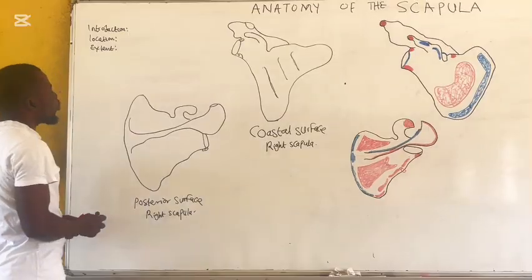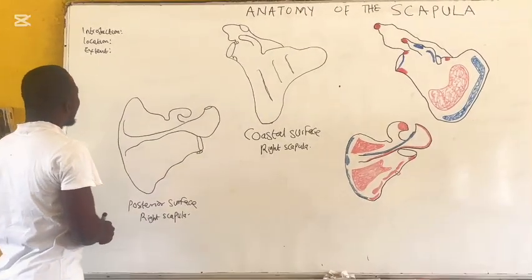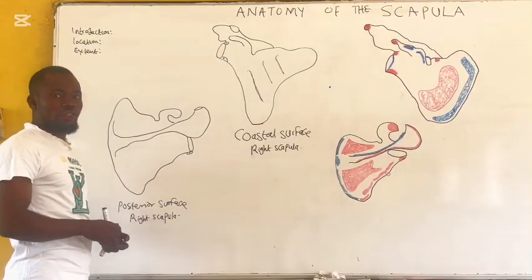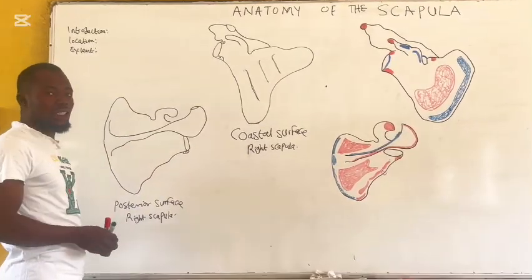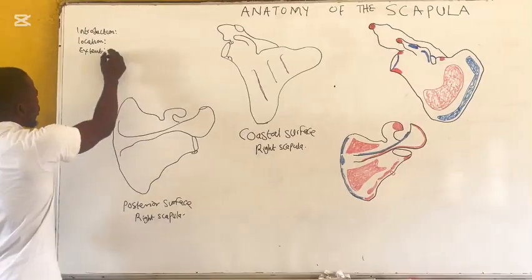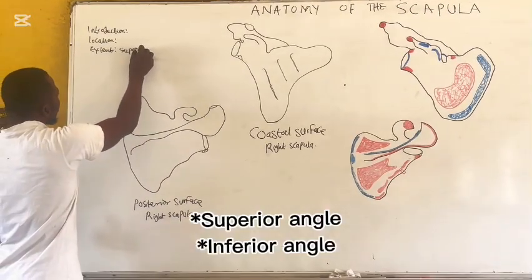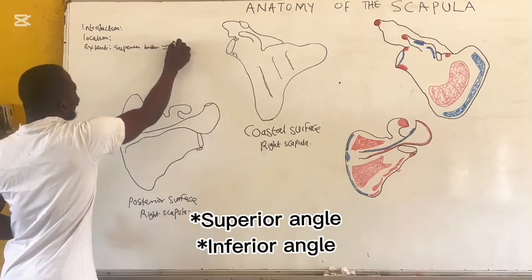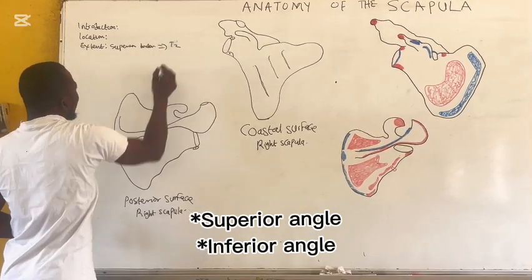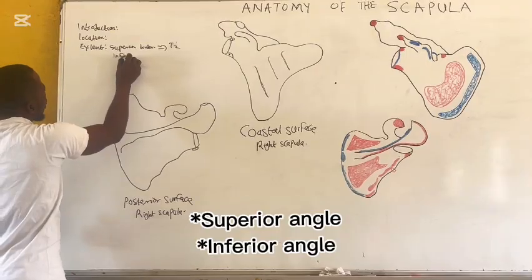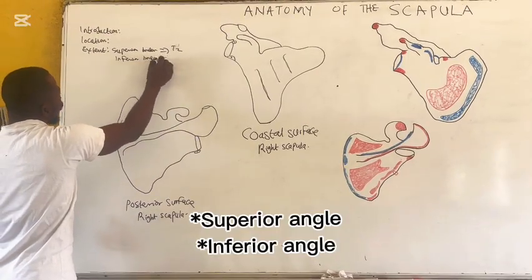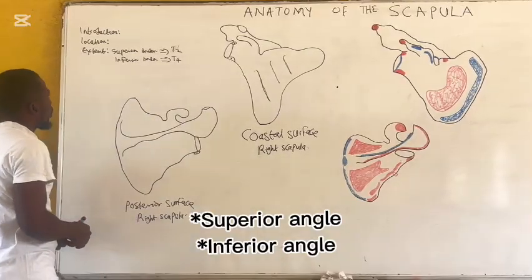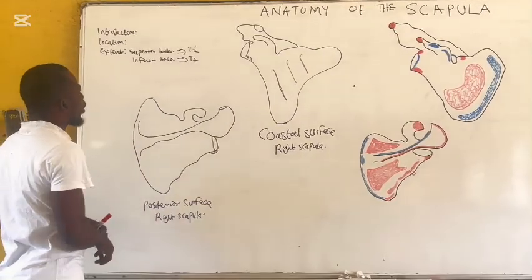Extent. The superior angle of the scapula and the inferior angle of the scapula extend from the second thoracic vertebra up to the seventh thoracic vertebra. So, the superior border corresponds to the second thoracic vertebra, while the inferior border corresponds to the seventh thoracic vertebra. That is about the extent of the scapula.